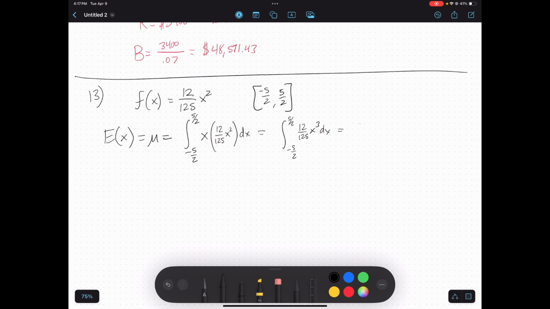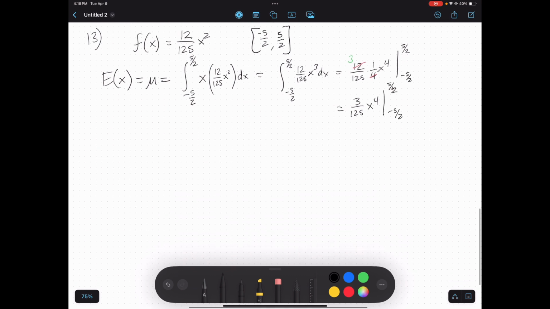My antiderivative here is 12 over 125 times 1/4 x to the 4th. The 12 and the 4 can cross simplify, and I'm going to be left with a 3 up there. But of course, I still have my bounds from -5 halves to +5 halves. I'm left with 3 over 125 times x to the 4th, evaluated from -5 halves to +5 halves. Well, take a look at what happens when I plug these in.